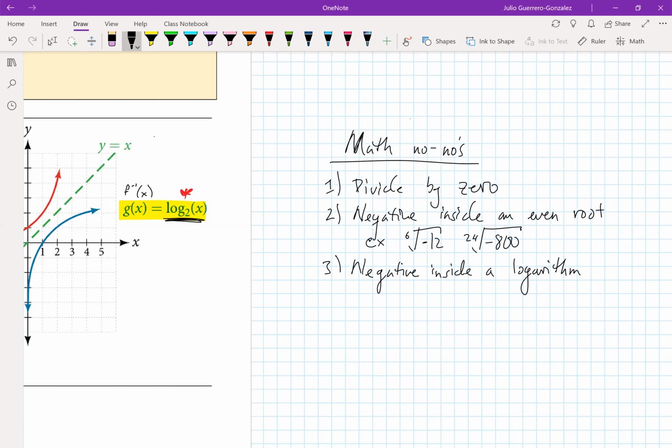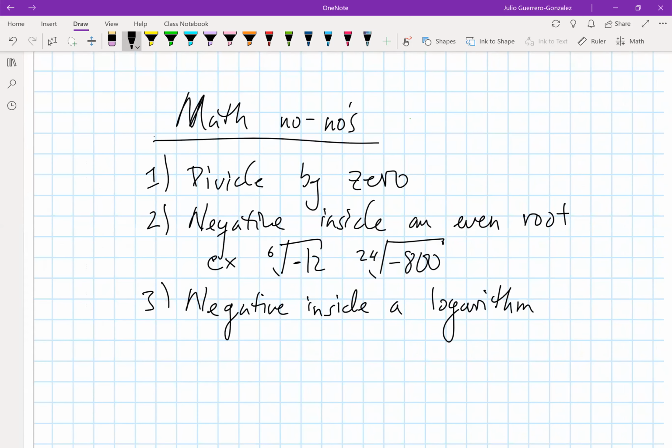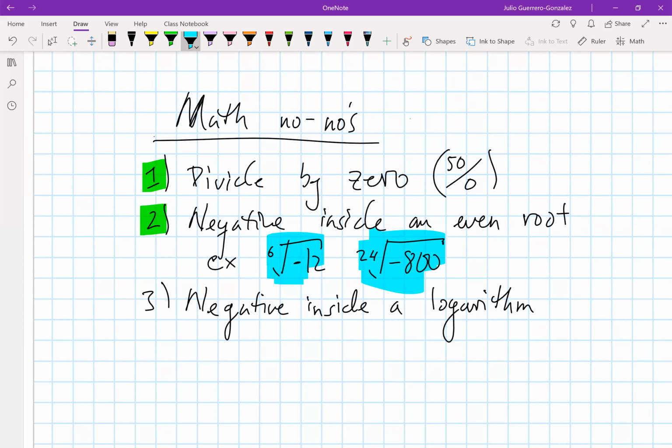Okay, so the first two are ones that we know and love, right? The first one, divide by 0. We can't have 50 divided by 0, undefined. Cool? The second one is a negative inside an even root. If you plug either one of these into your calculator, it's going to give you an error.